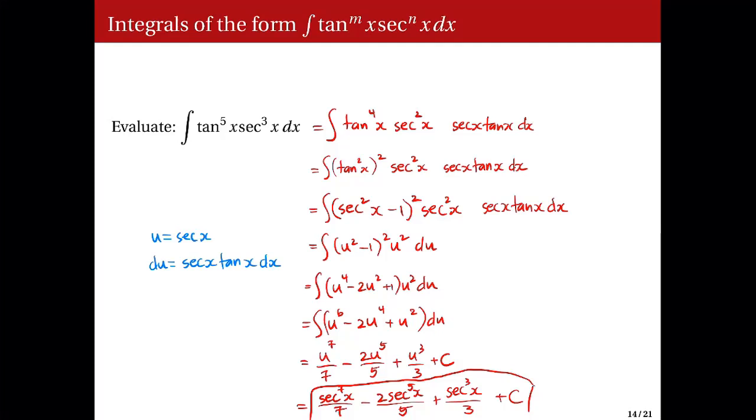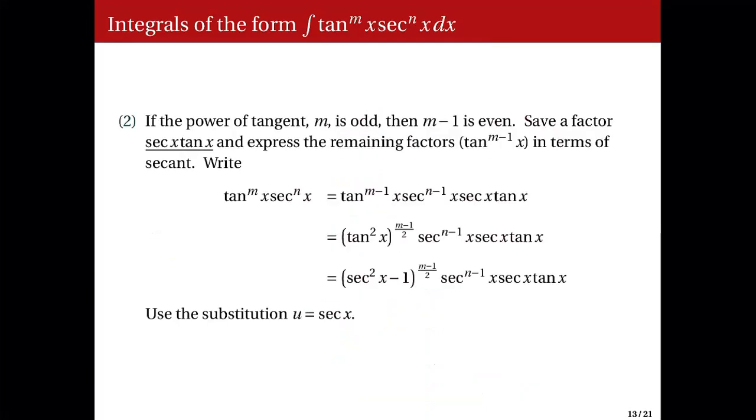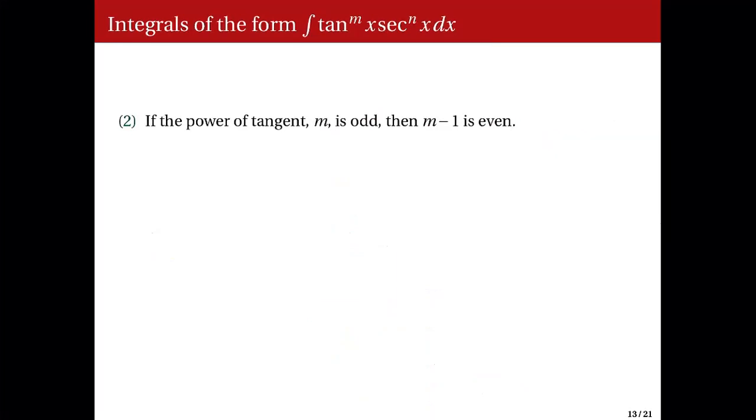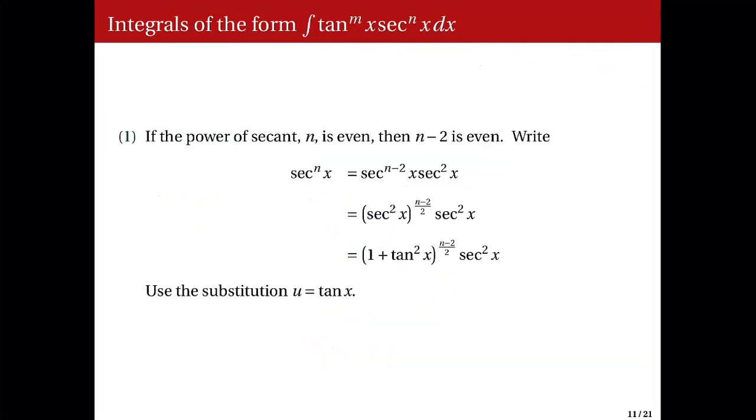Now, what if the first two conditions were not satisfied? Meaning, what if the power of secant is odd and the power of tangent is even? Because for this step here, we needed the power of tangent to be odd, and for the other condition, you have the power of secant to be even. So what if they are not true?